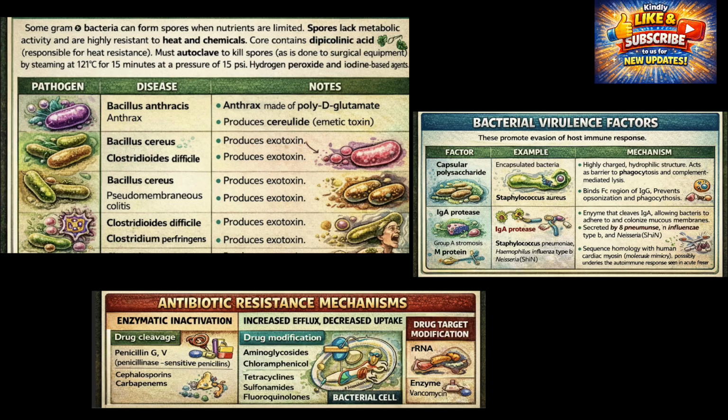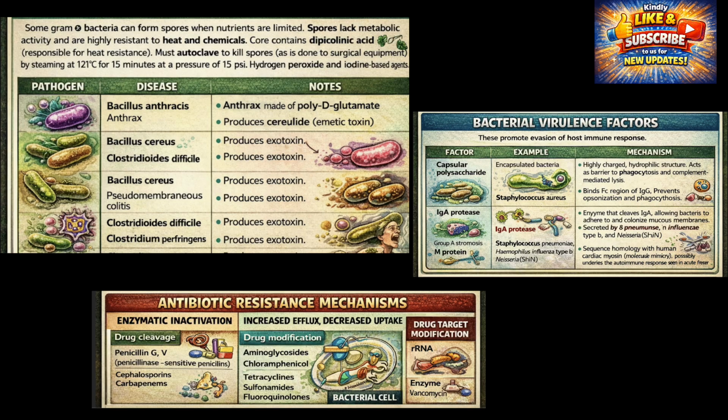Drug modification is another enzymatic strategy, particularly relevant for aminoglycosides and chloramphenicol, where acetylation or phosphorylation prevents the drug from binding its target. Resistance can also occur through increased efflux or decreased uptake, where bacteria either pump the drug out or reduce porin channels to prevent entry.